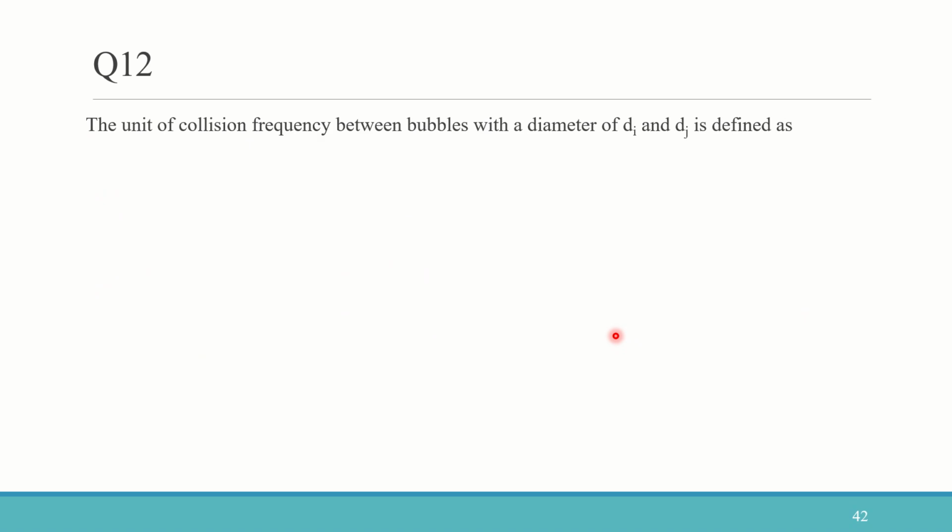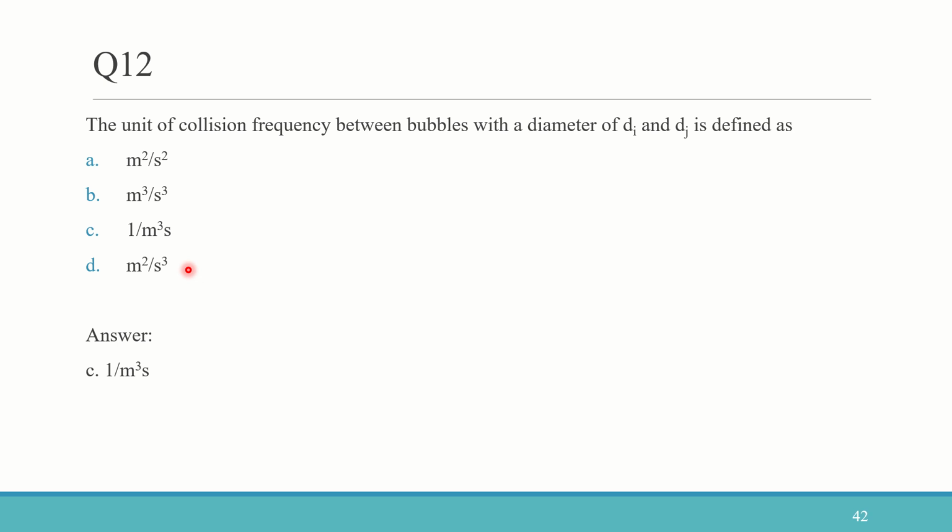Now let us go to question 12. The unit of collision frequency between bubbles with diameters di and dj is defined as dash. Option A, meter square per second square. Option B, meter cube per second cube. Option C, 1 by meter cube second. Option D, meter square per second cube. The answer is 1 by meter cube second. Option C is the right answer.